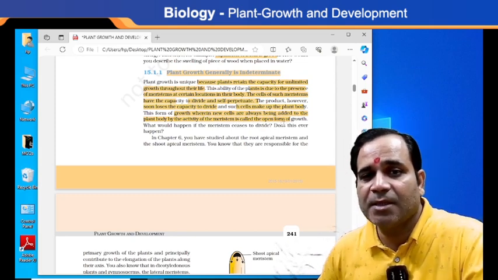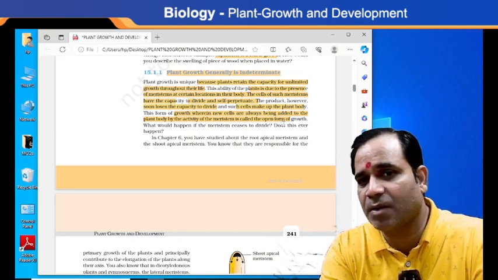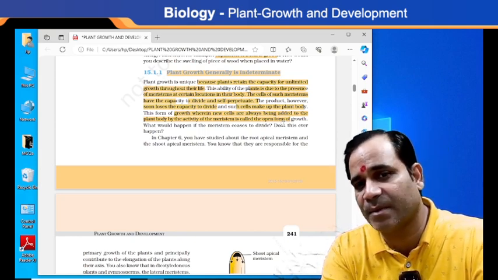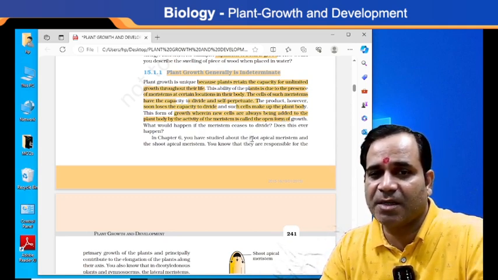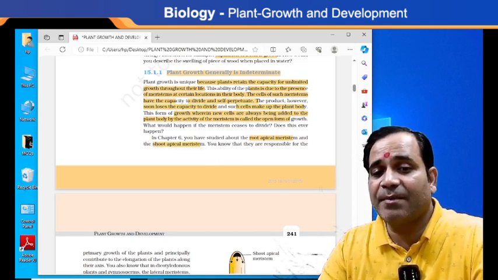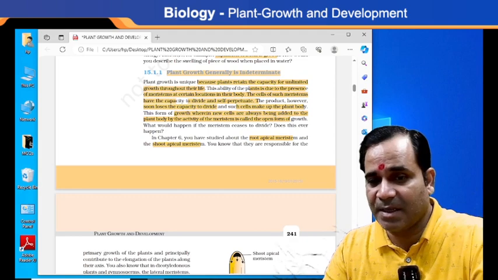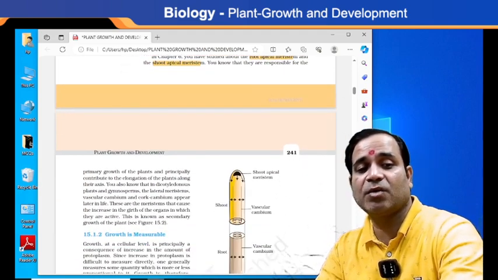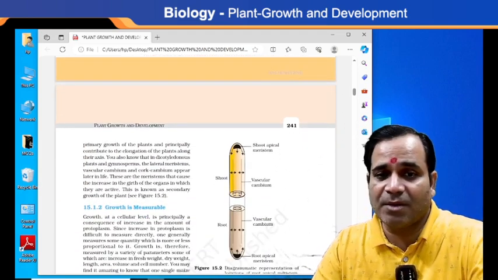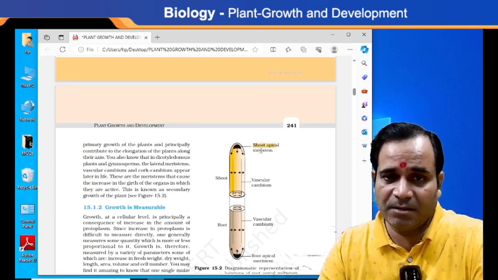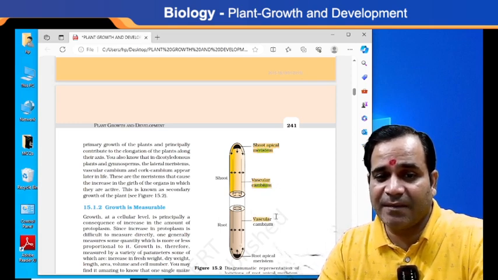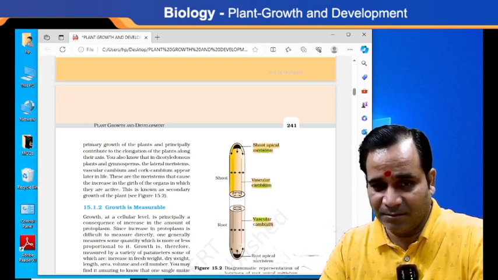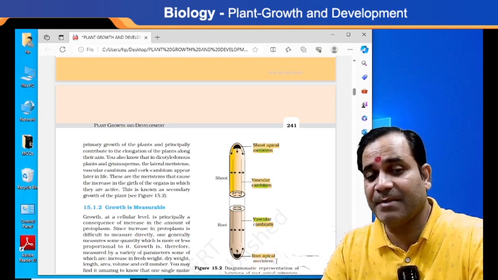Here there are two forms of growth: one is the open form of growth, the second is the closed form of growth, my dear. In this chapter we have to study the root apical meristem and the shoot apical meristem, which are responsible for the primary growth of the plant as well as the secondary growth also. See here, this one is the shoot apical meristem, this one is the vascular cambium, and this one is the root apical meristem.